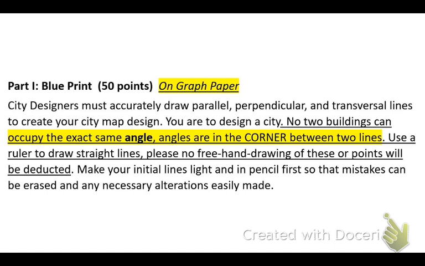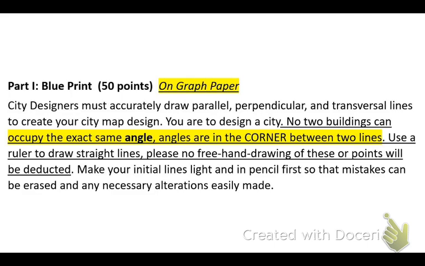When you get to your blueprint on your graph paper, make your initial lines light and in pencil first, so that if you make a mistake, they can be erased and you can alter it very easily. Okay? Because again, this is worth 50 points of your grade. This is literally a third of your grade right here. You don't want to get points off for not being neat. Okay? So that's the first part.